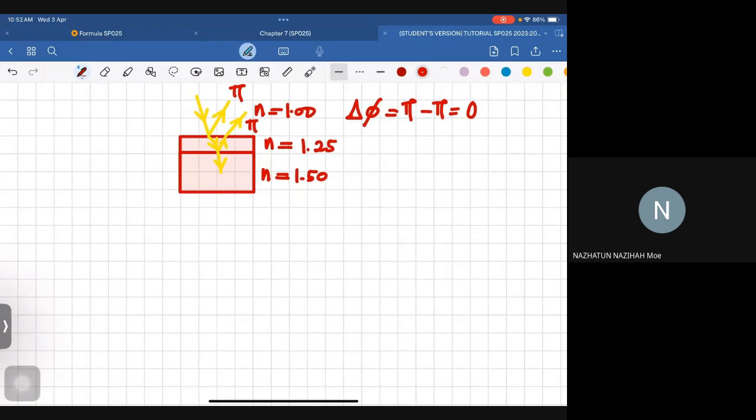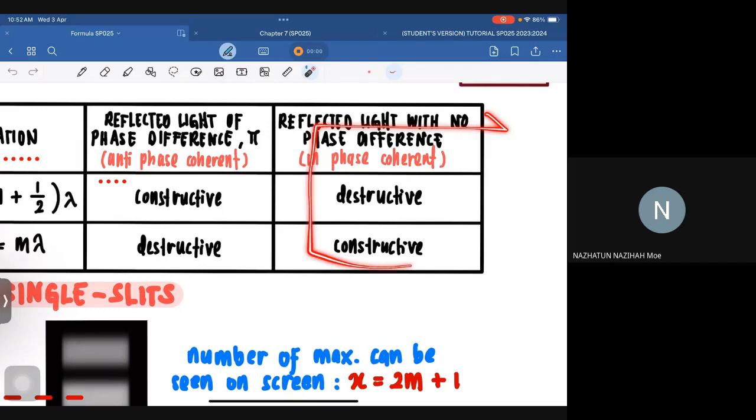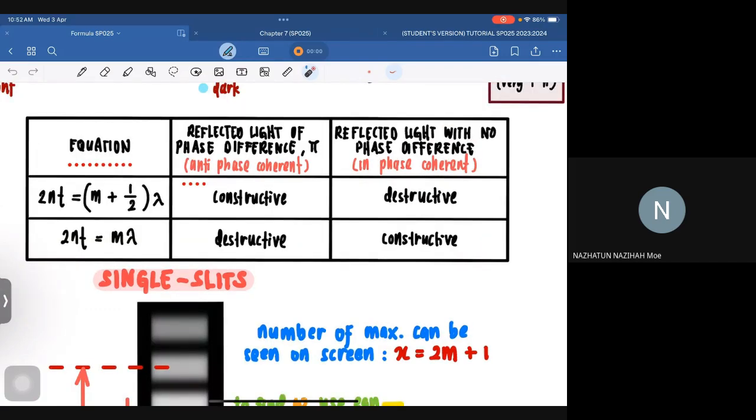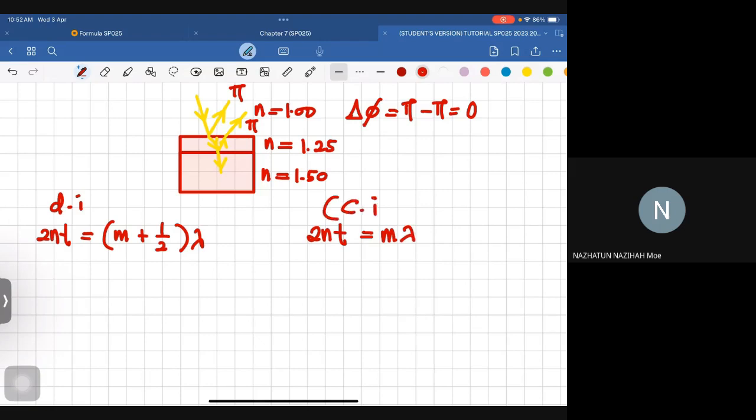Okay. So dari sini, kita tahu sudah formula yang mana satu. Formula dia yang ini. Yang tiada phase difference. So since dia sudah mention, satu destructive, satu constructive. So kita akan apply dua-dua formula ni. Okay. So kita tulis dulu formula yang first. 2nt is equal to m plus half lambda. So this is destructive interference. Untuk constructive interference, it is 2nt equal to m lambda. So yang ini constructive interference. So kita ada dua situation lah.